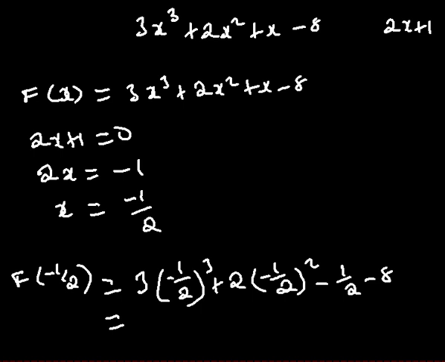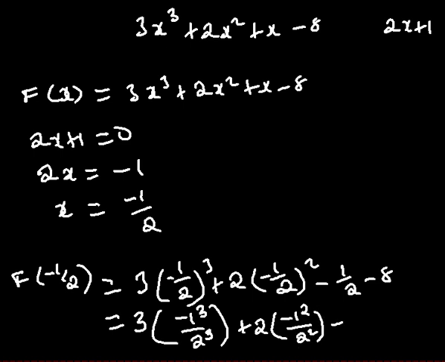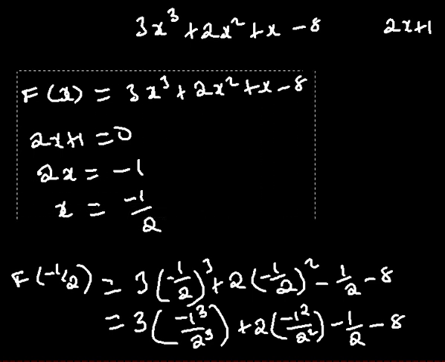So in this case, this is the same as having negative 1 to the power 3 divided by 2 to the power 3, and plus 2 times negative 1 to the power 2 divided by 2 to the power 2, minus half, minus 8, like that.